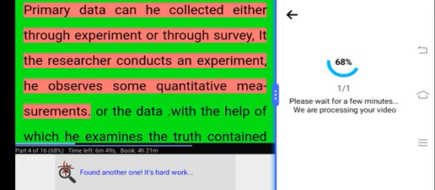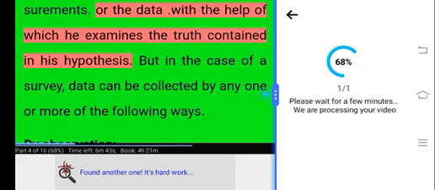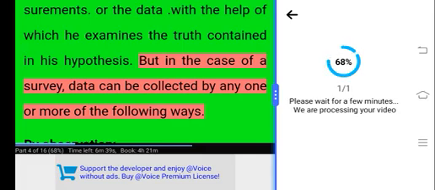If the researcher conducts an experiment, he observes some quantitative measurements, or the data, with the help of which he examines the truth contained in his hypothesis. But in the case of a survey, data can be collected by any one or more of the following ways.